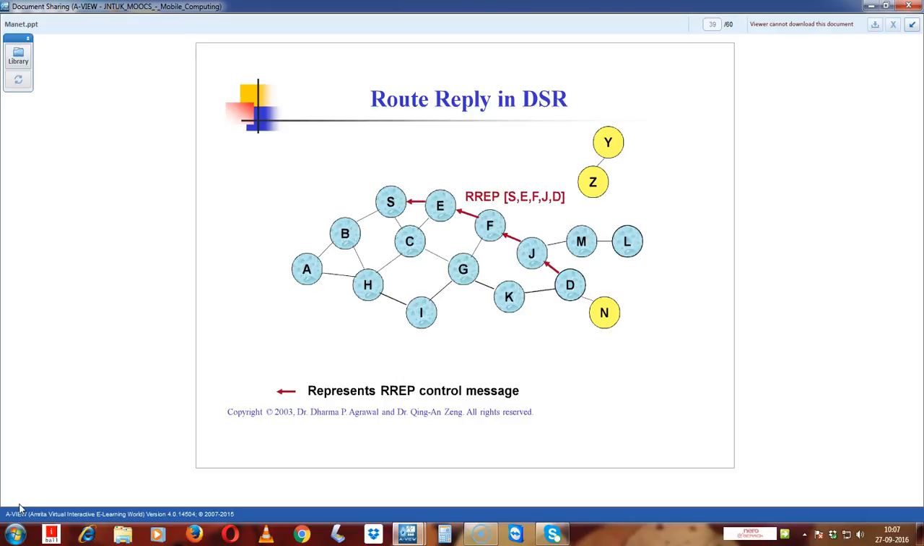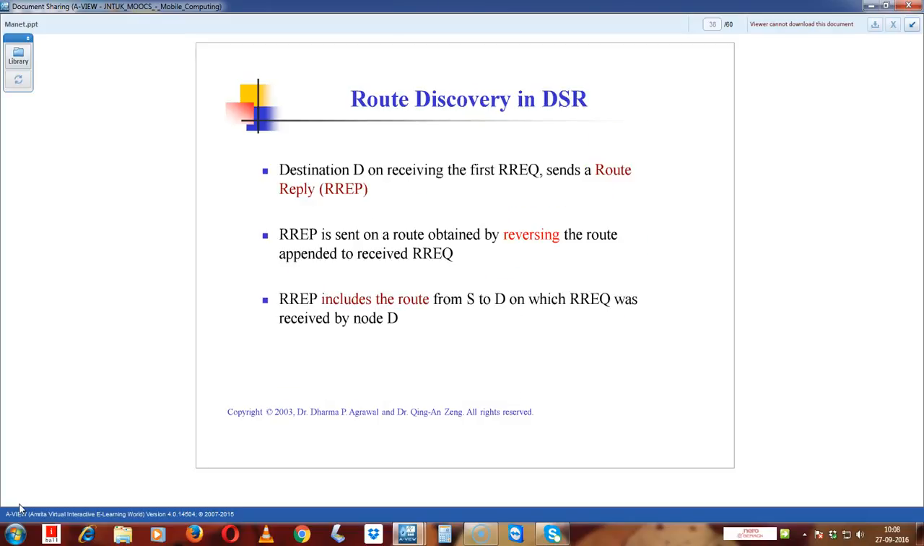So this path we are actually taking. How are we replying back to the source? We have taken this path S, E, F, J, D. Okay, SEFGD. Now this route will be stored in the route cache of each of the intermediate nodes. Then you initiate a timer. When the timer expires, your route will expire, and we need to broadcast again if we want to communicate in future. If the timer doesn't expire, when we transfer data, we can use the information already kept in the route caches within the intermediate nodes. So this is how the reply control message goes from destination towards source.